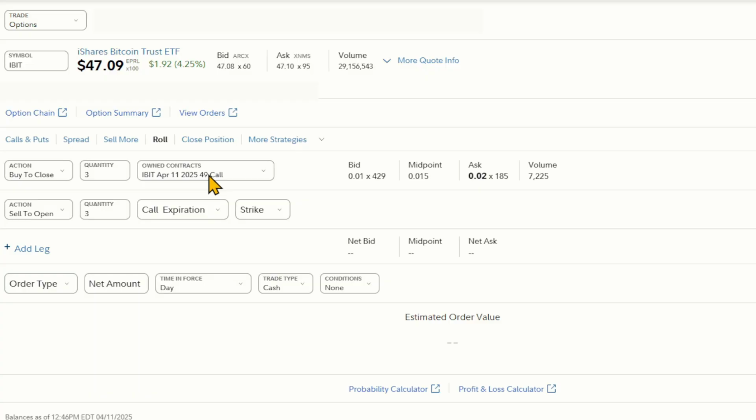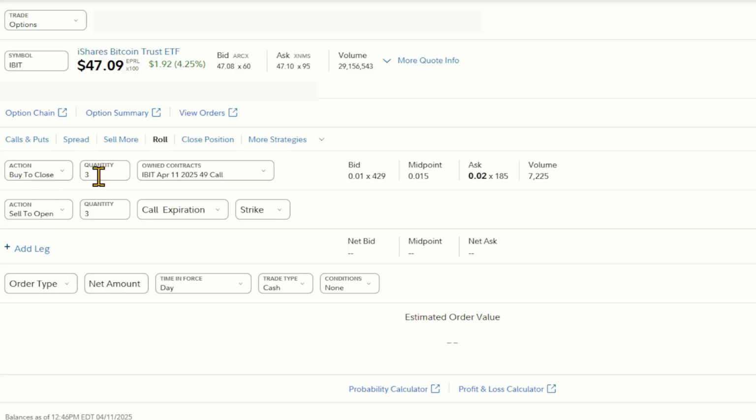So I would probably just leave this alone. It would expire and it wouldn't cost me anything. And I would just sell to open my new contracts. But for illustration purposes, we're going to roll this. So when I click that roll button, Fidelity is going to pull up all that information. It's going to say, okay, so you sold three. Now we want to buy to close out those contracts. So we're buying three contracts.